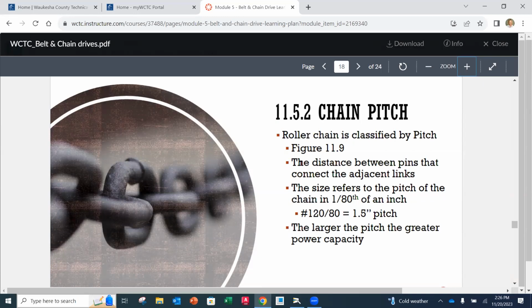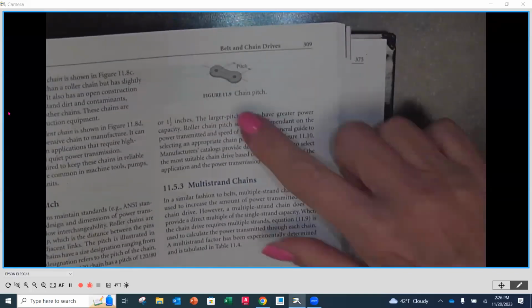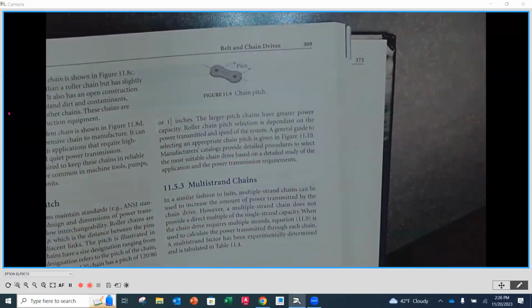Now, the size refers to the pitch in 1/80th of an inch increments. So a number 20 chain divided by 80 means that the pitch is going to be 1.5 inches between the two holes on that side link. If I go back underneath here and we look at the pitch, that distance corresponds to whatever the number of roller chain is divided by 80.